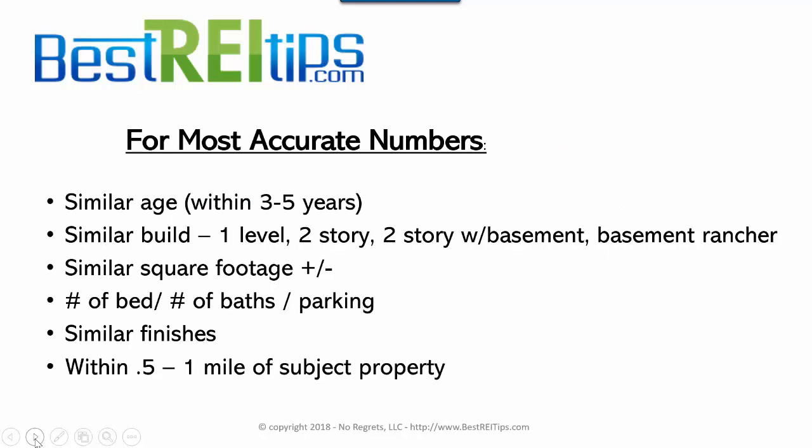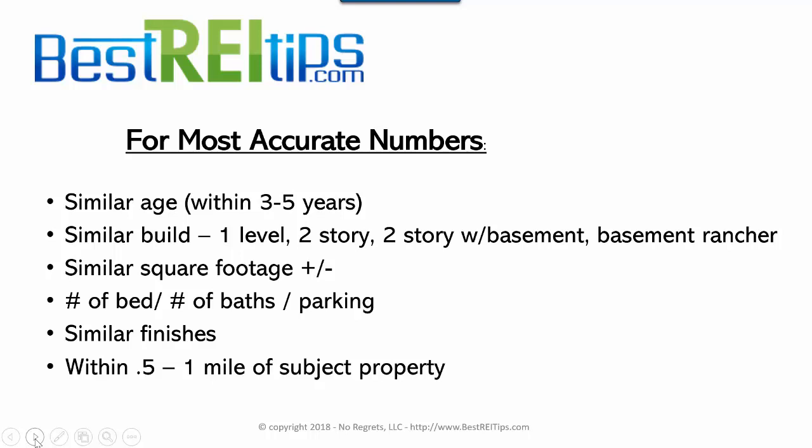Okay. Now, for the most accurate numbers when determining values, and particularly your comp values, you're going to want to look at houses that are similar in age, definitely within 3 to 5 years, ideally the same range. Typically you'll have a neighborhood that's built out and all the houses are built around the same time. Those are ideal comps, okay? But if you have to go to a different neighborhood and there are some different age ranges in there, that's fine, but just try to look at houses that are within a 3 to 5 year period.